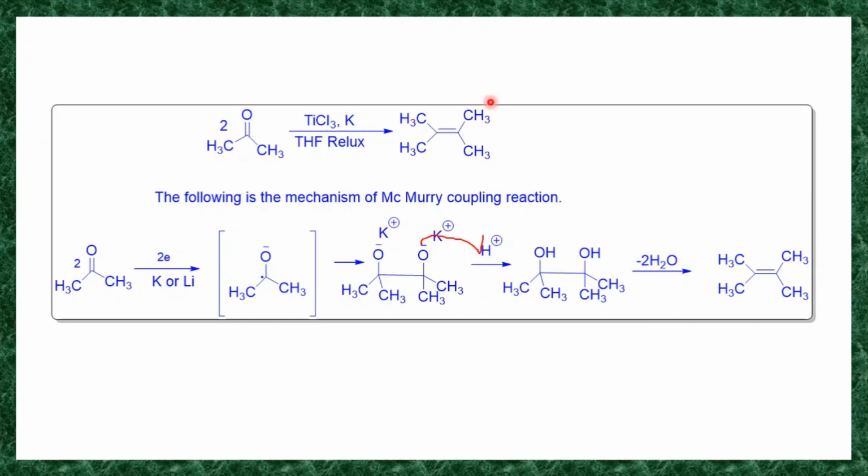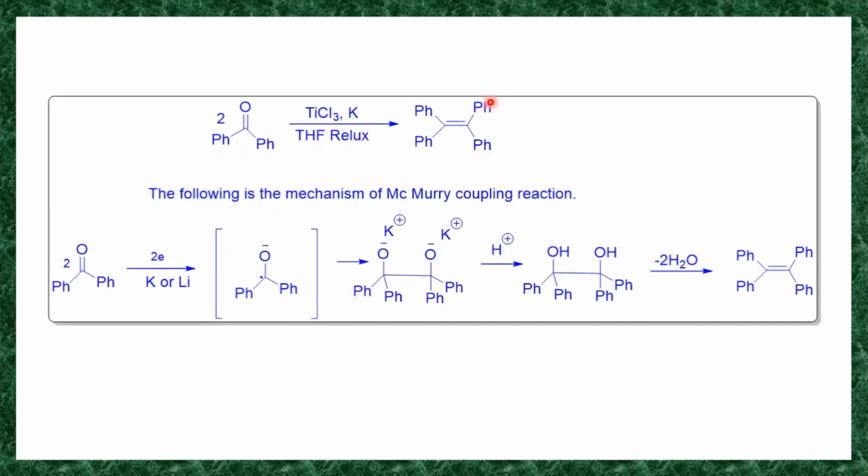Now let's move towards the next slide. So this is another application of your McMurry coupling reaction. This benzophenone on reaction with titanium trichloride in presence of potassium metal, and solvent is THF, and when you reflux this, you will get this alkene as a product. This reaction is called McMurry coupling reaction.